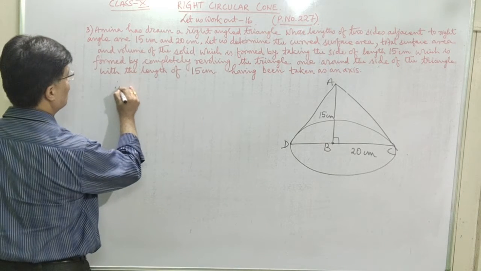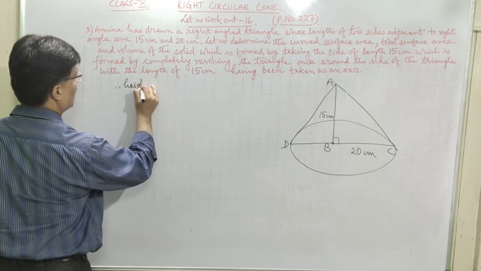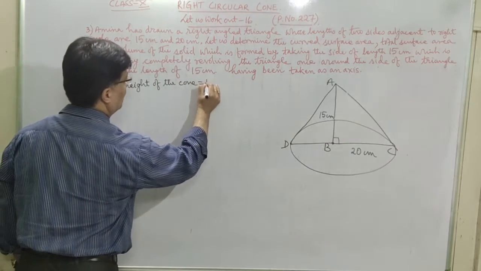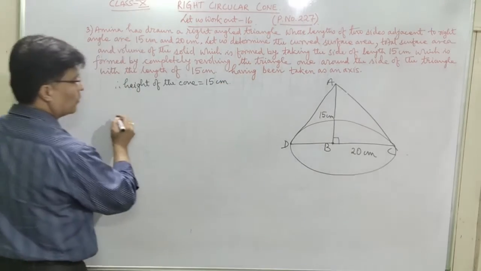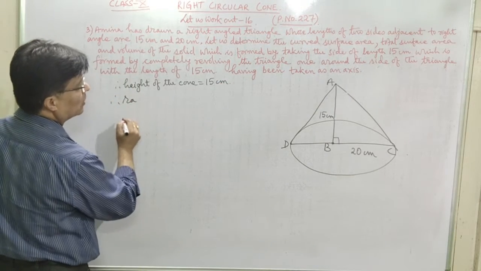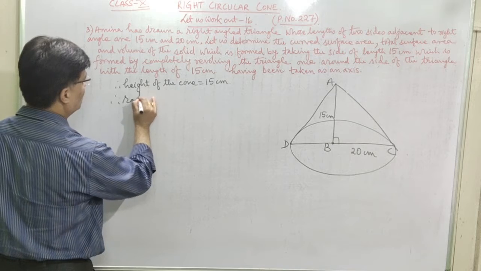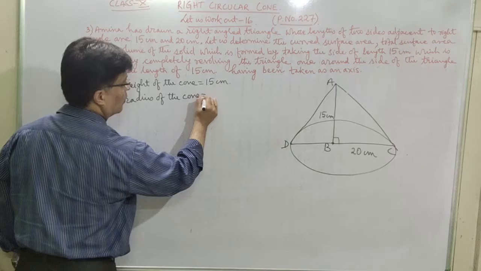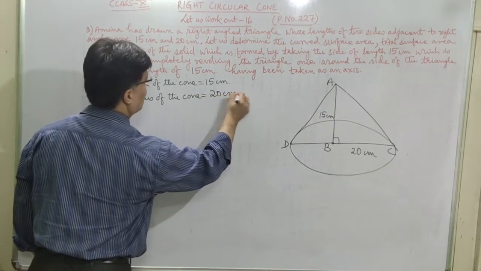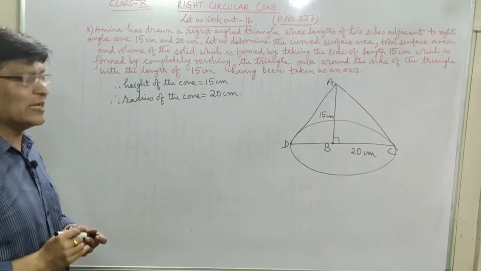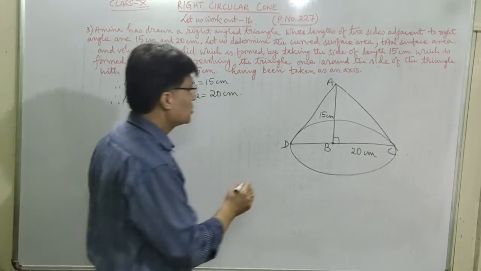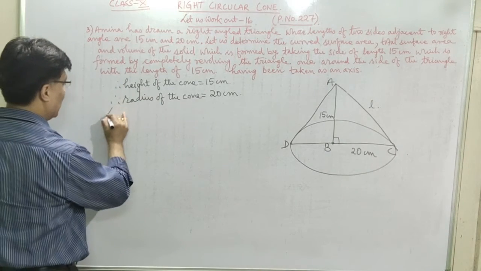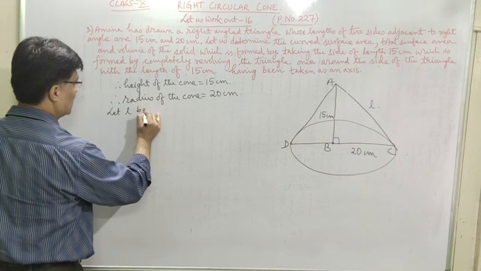Now in this case, what is the height of the cone? So height of the cone will be 15 centimeter. What is the radius of the cone? It is 20 centimeter. But in this case, you have to find out the slant height. Suppose this L is the slant height. Let L be the slant height.